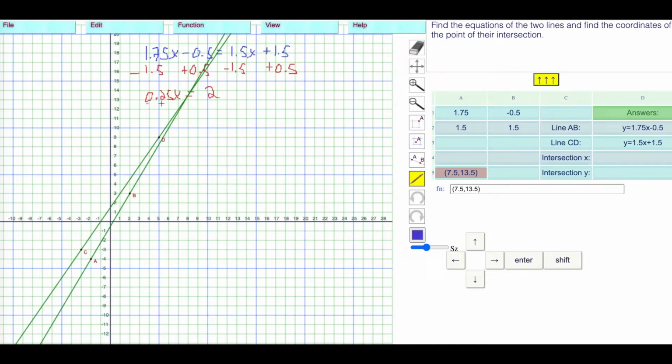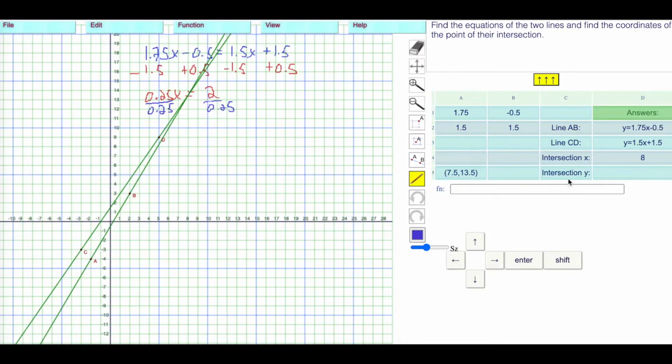For x, I'm just going to divide by 0.25 in each case. X is 2 divided by 0.25. And that gives us 8. Does that look like 8? Could be 8. And I was saying 7.5.